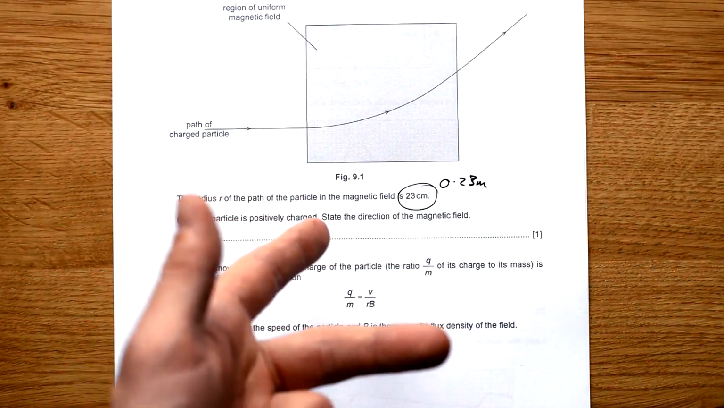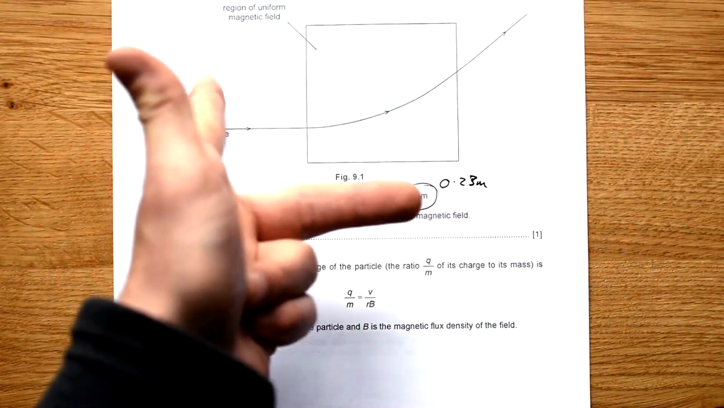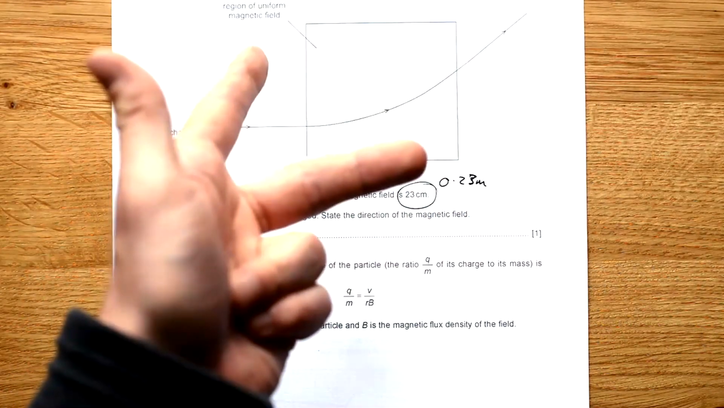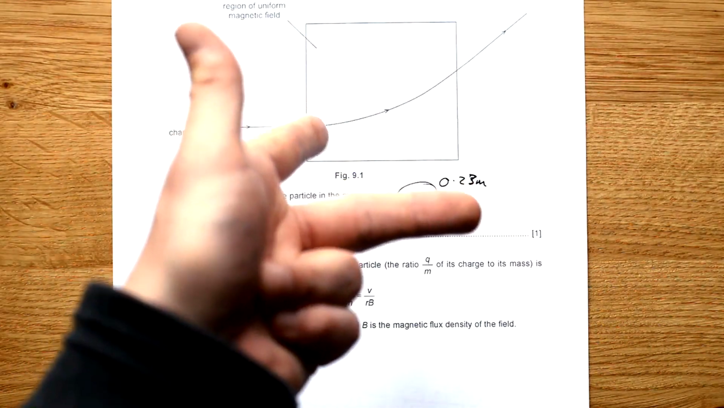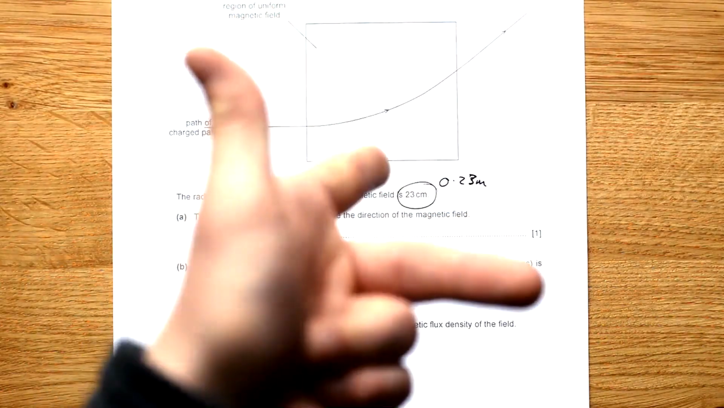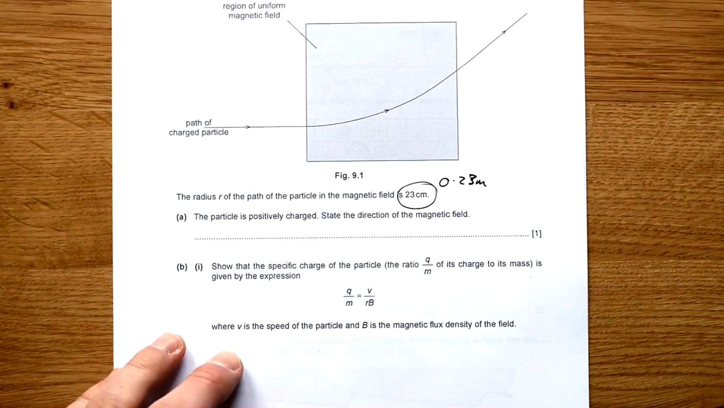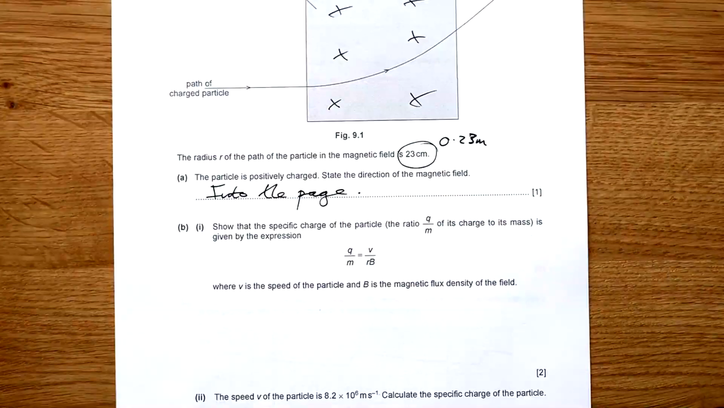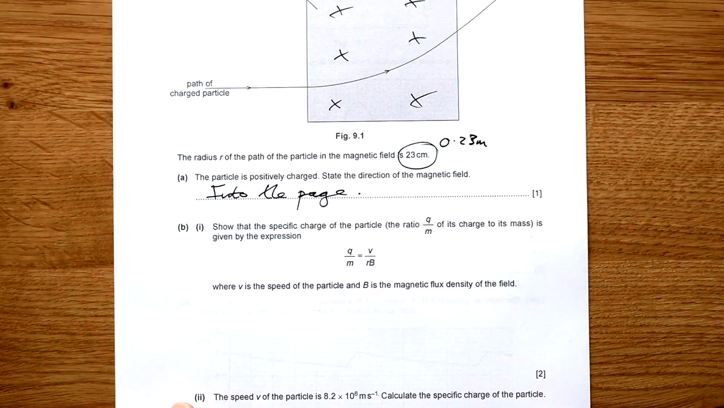So let's just have a think. We have our current going that way because it is a positively charged particle, and current, your second finger, is the flow of positive charge. The force is going upwards, so my thumb is going upwards, and so that means that the magnetic field is going into the page. Show that the specific charge of the particle is given by the expression this.